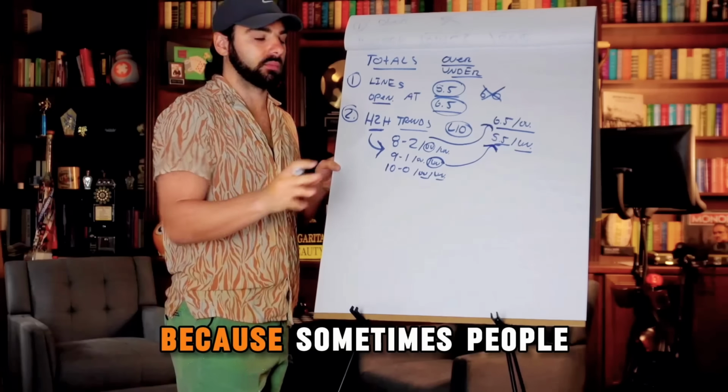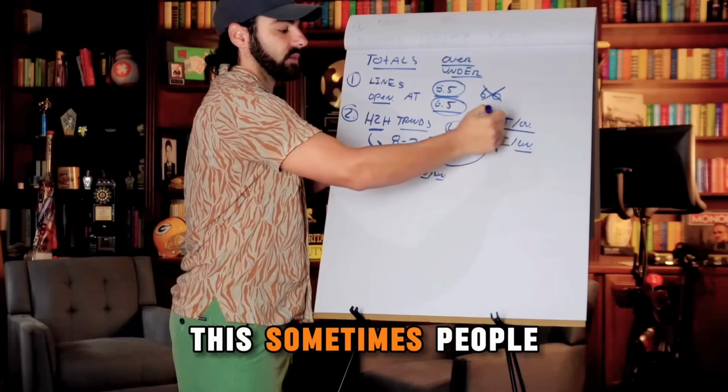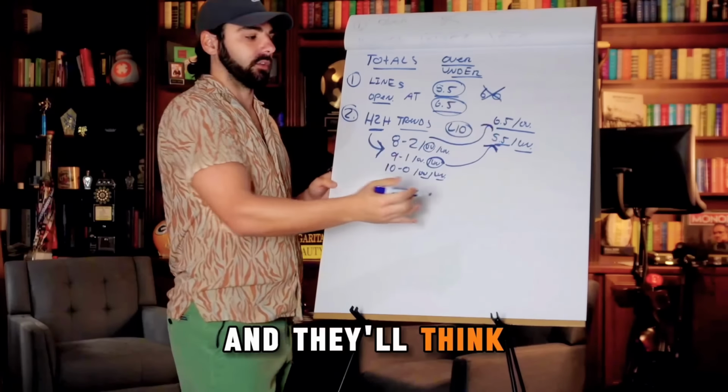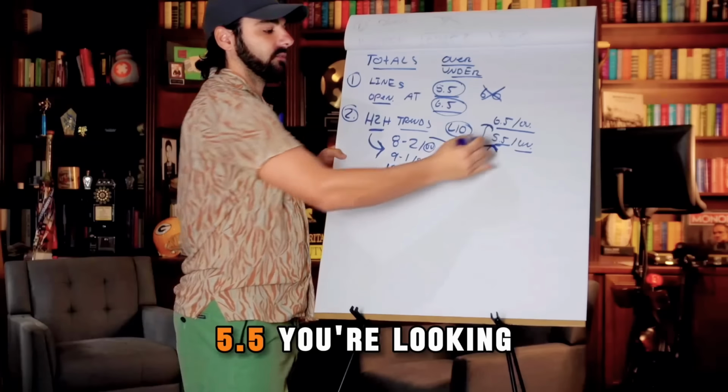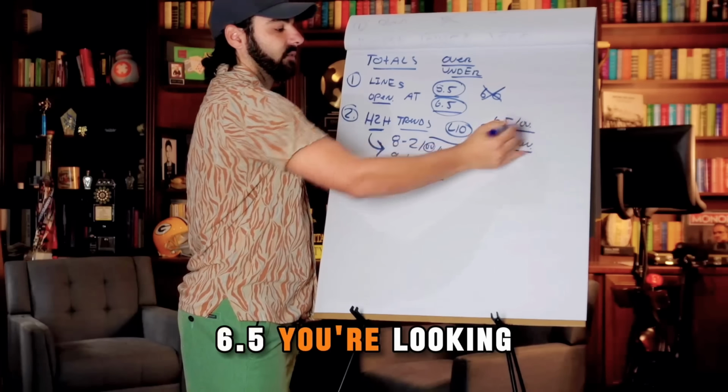That's very important because sometimes when I teach this, people get this mixed up, and they think at 5.5 you're betting the over and at 6.5 you're betting the under. That's not what we're doing here. At 5.5 you're looking at the under, at 6.5 you're looking at the over.